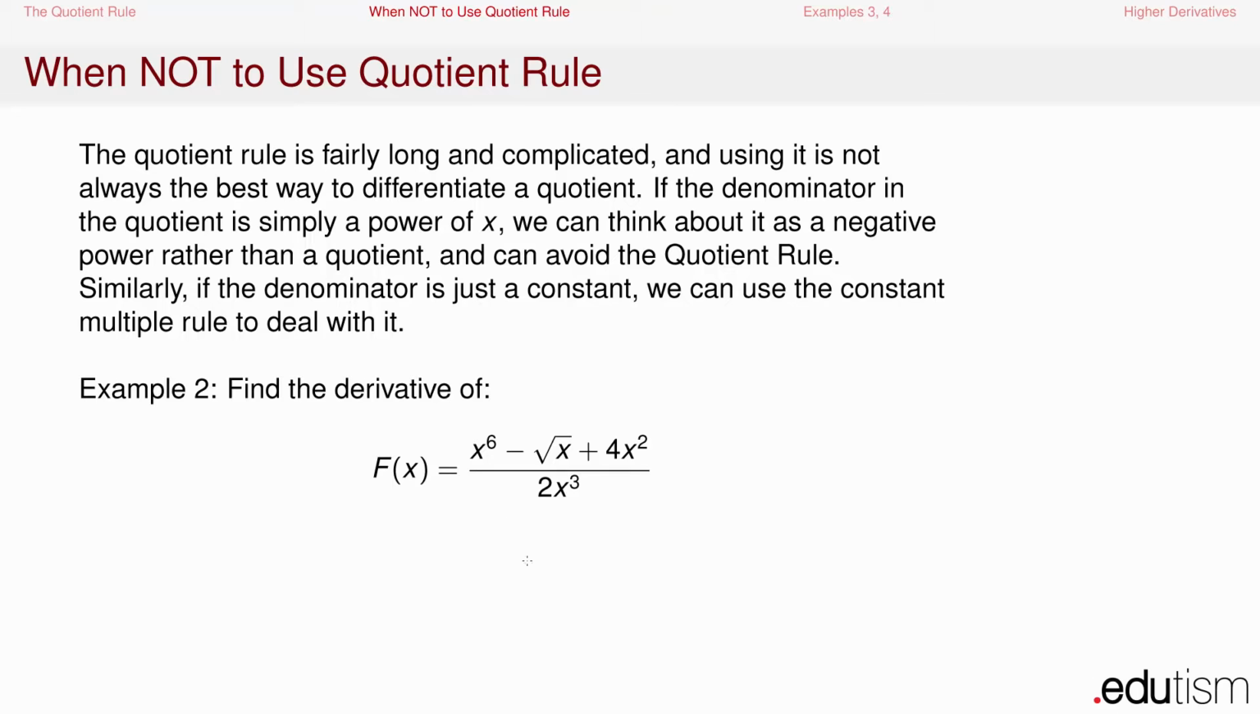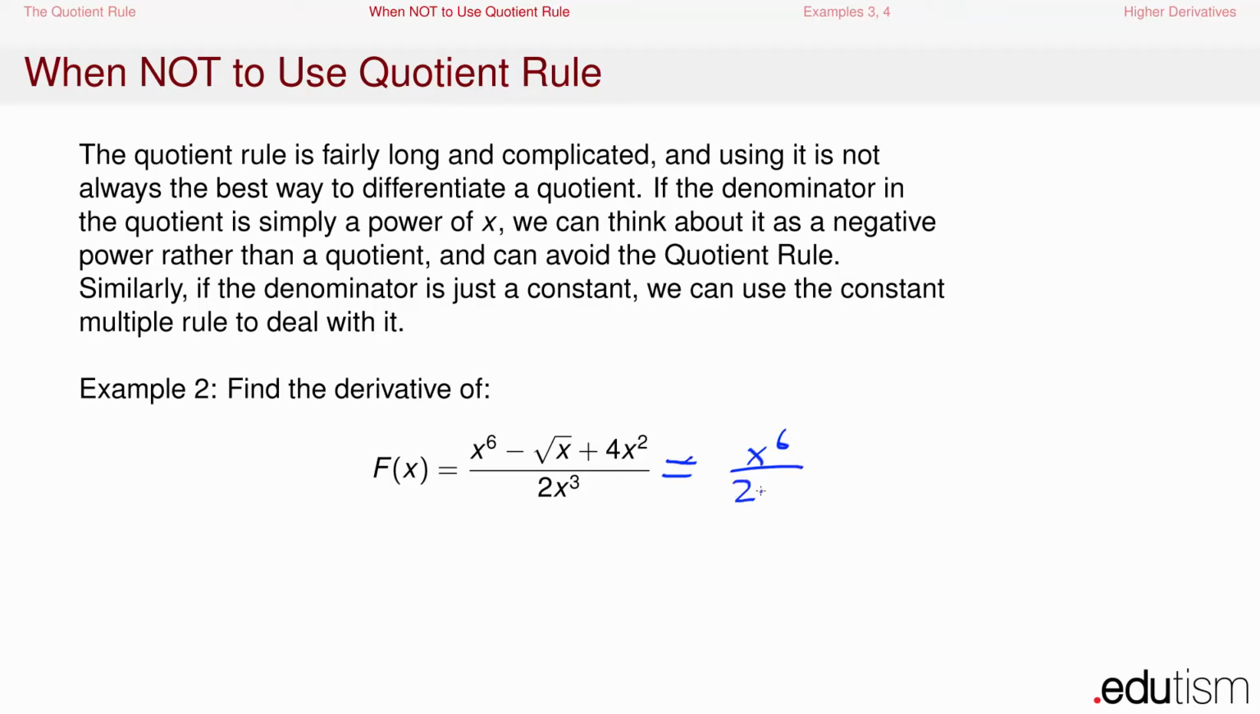So in example 2 here, we have a function which is a quotient of two functions. It's x to the 6 minus square root of x plus 4x squared all over 2x cubed. However, the best way to differentiate this is not in fact to use the quotient rule, but to simplify first. So the first thing I'm going to do is split this up as three separate fractions.